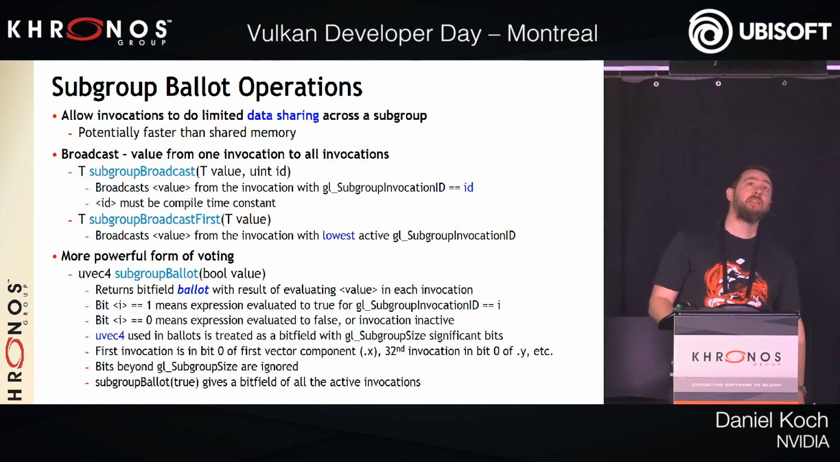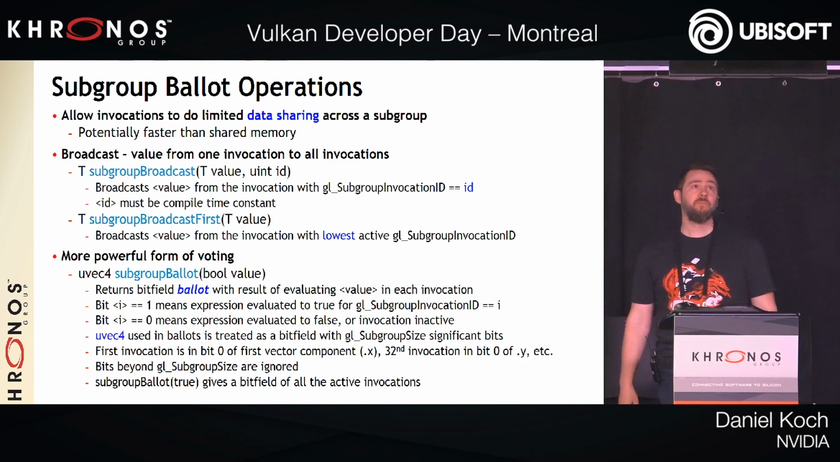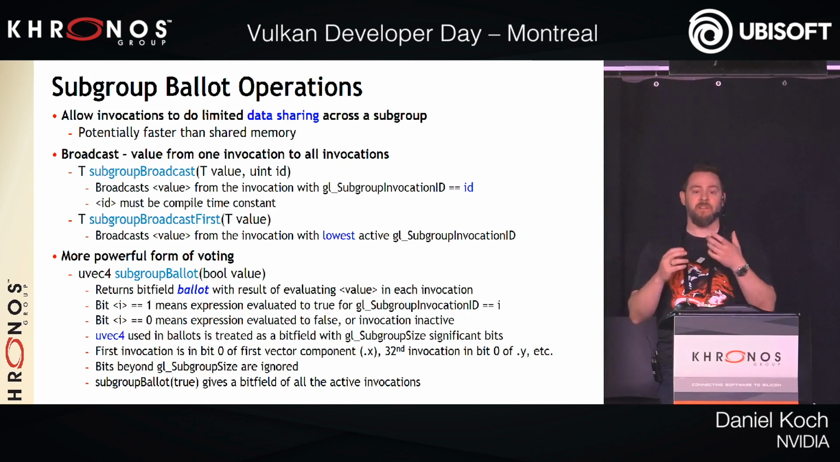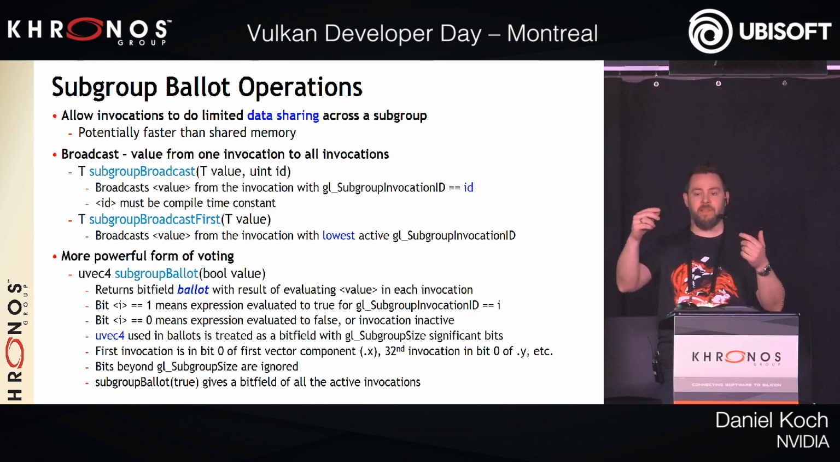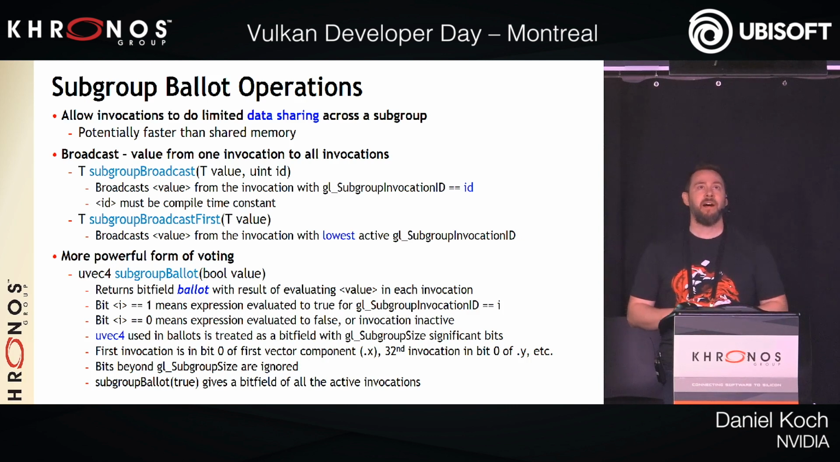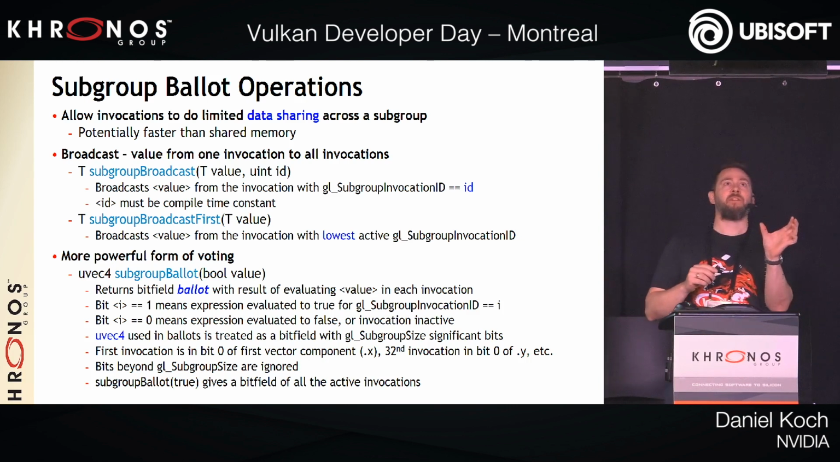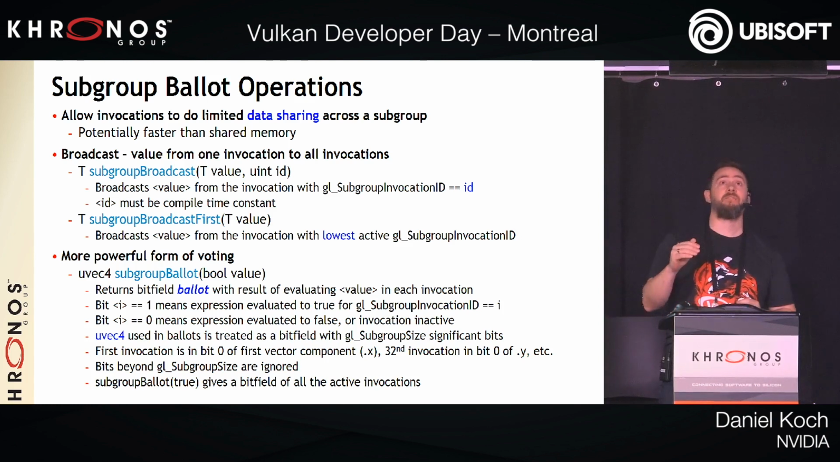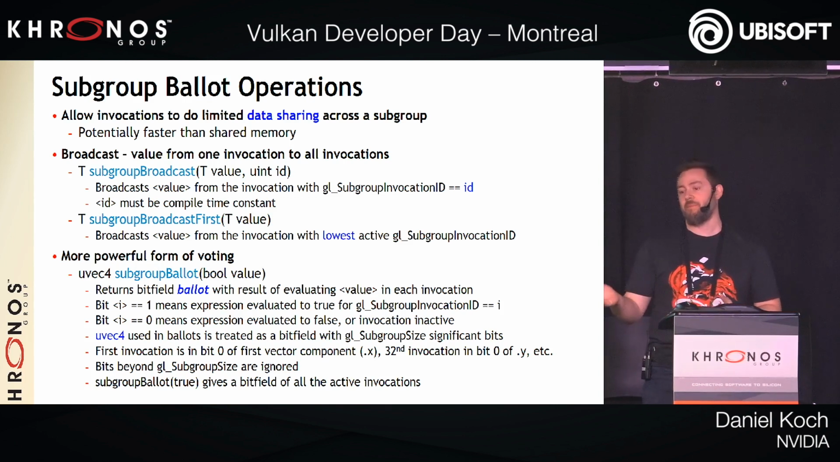This is essentially a more powerful form of voting. You have the subgroup ballot function. You give it a Boolean condition, and it returns a bit field called a ballot, which has the result of evaluating that condition in each active invocation. Bit I is set if the expression evaluated to true for subgroup invocation ID equals I, and 0 if the lane is inactive or if the computation was false.